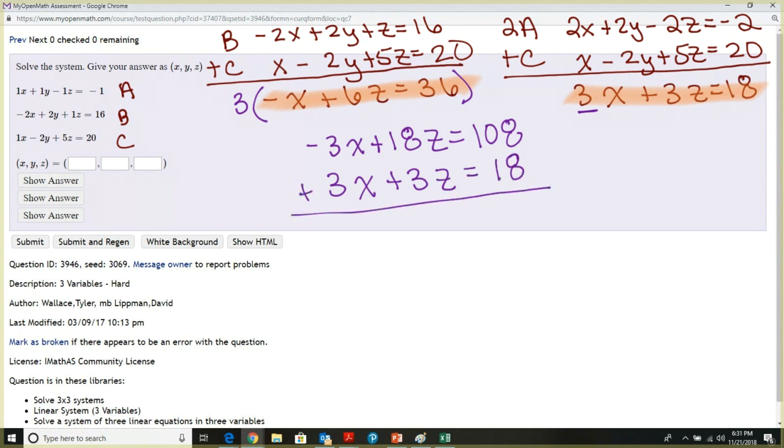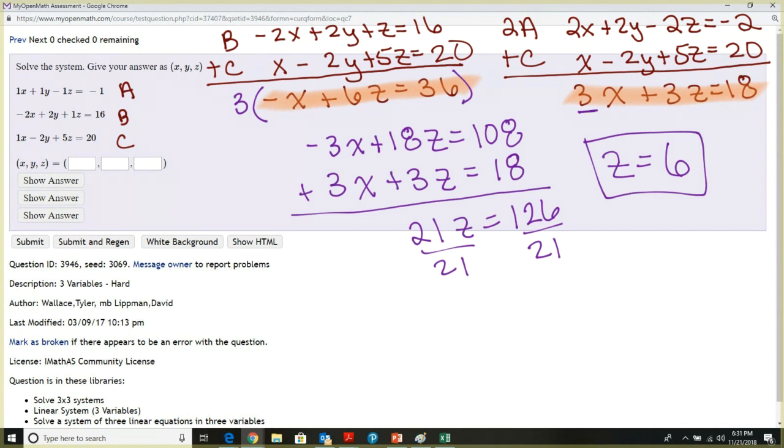So now we'll add these 2 together. The x's are gone. 18 plus 3 is 21, so I have 21 z's, and then 108 plus 18, which will be 126. Now we're just going to divide that by 21, and I get that z is equal to 6, you guys. Isn't that pretty? Now just start working your way backwards and finding the other ones.